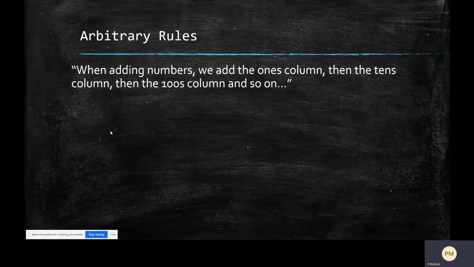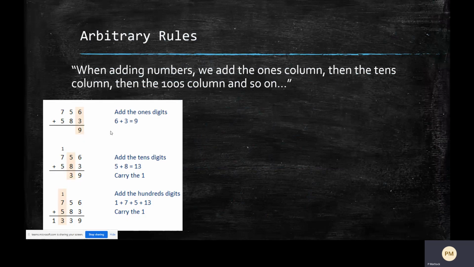Here are some arbitrary rules that we might use with pupils, or pupils might be aware of when it comes to addition. First, when we add numbers that have more than one place value column, we add the ones column first, and then the tens, and then the hundreds, and we keep going, bigger and bigger columns every time. And this potentially gives rise to methods, procedures that look like this.